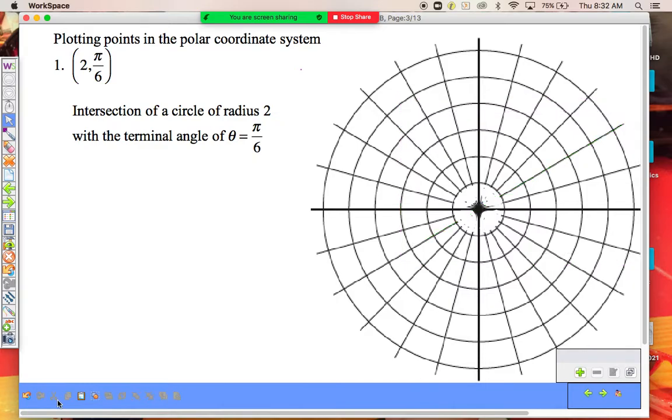All right, the ordered pair 2 comma pi over 6, my r comma theta, is going to be the point at the intersection of a circle with a radius of 2 and a terminal angle of theta equals pi over 6. So I'm going to go to my angle pi over 6, and then I'm going to go out 2 circles.